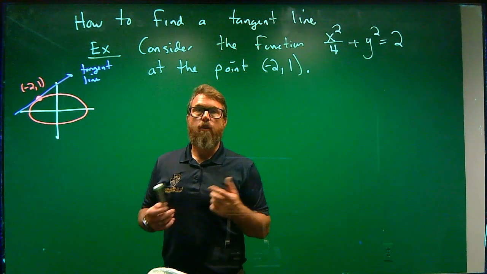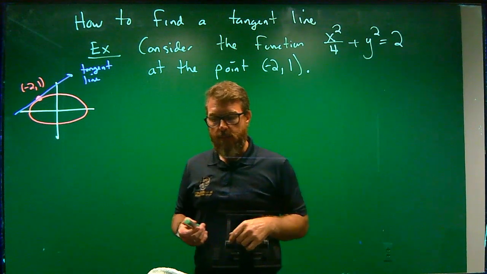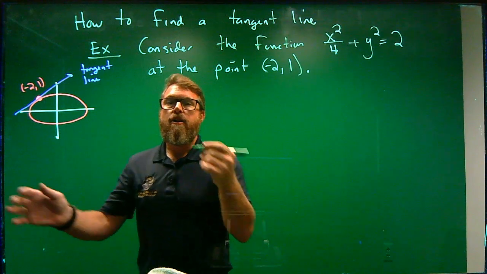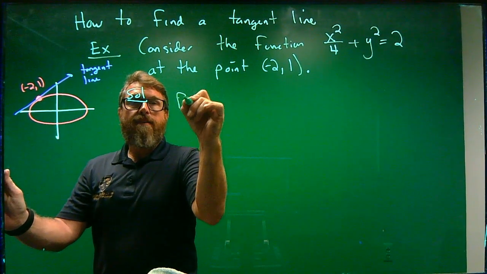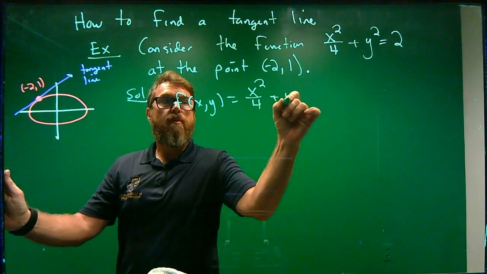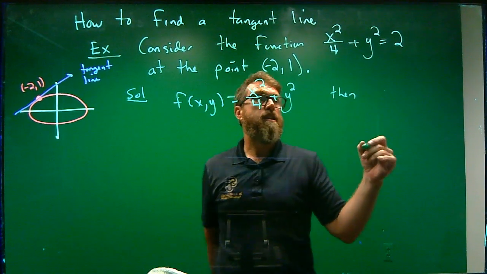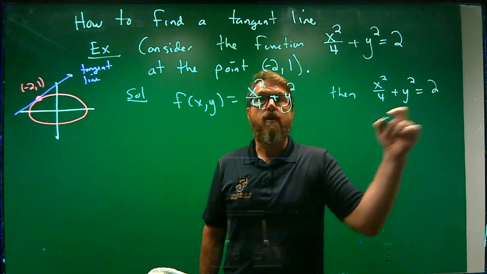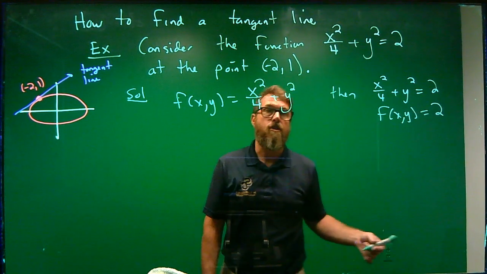We're going to use gradients to do this, and the claim is that this curve is a level curve of a three-dimensional surface. Our solution: if I have a function f of x comma y equal to x squared over 4 plus y squared, then x squared over 4 plus y squared equals 2 is nothing more than f of x comma y equal to a constant. That's why it's considered a level curve.